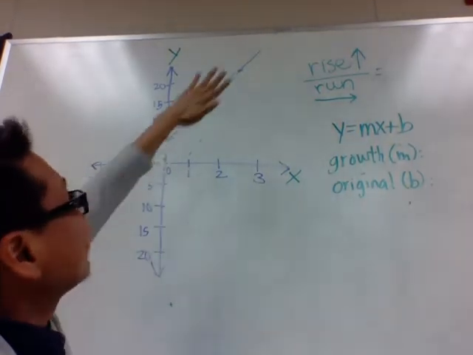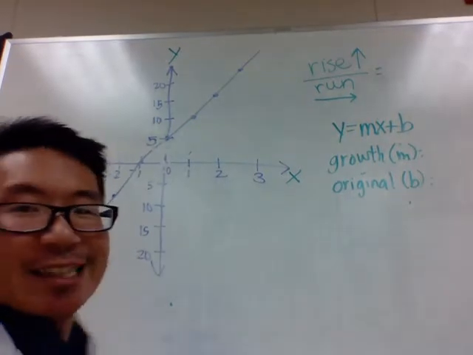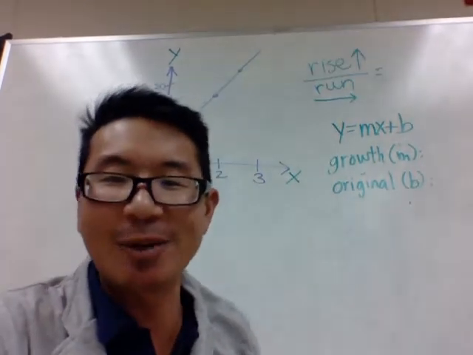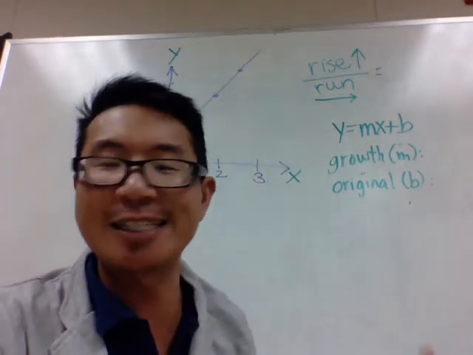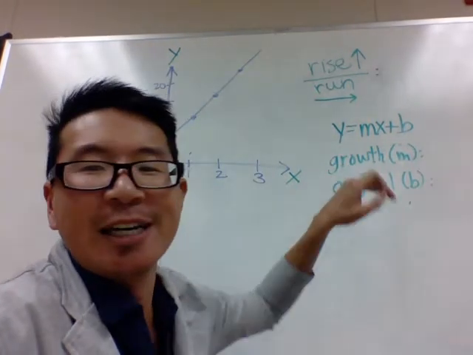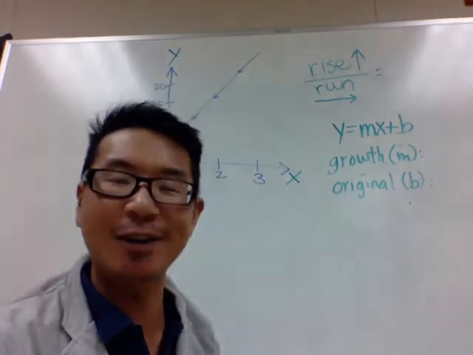The line that you're going to be given is called a slope. So you've got to determine what the slope is, and the slope is that secret rule that's going to tell you how much the graph is growing, either in a positive way or a negative way.